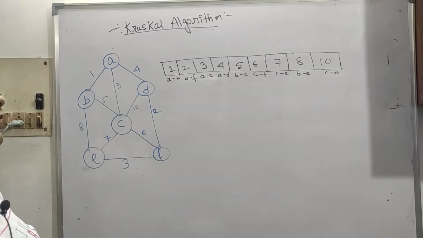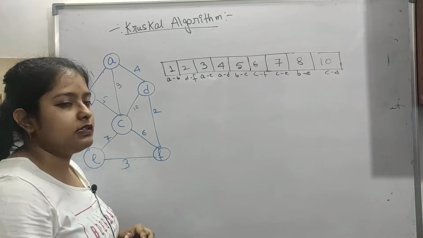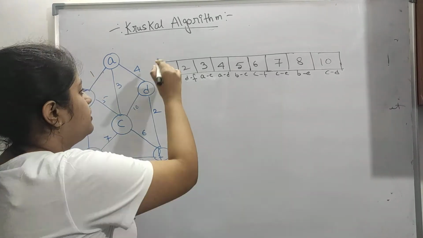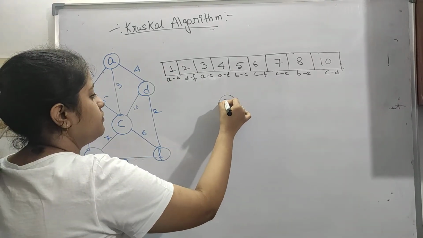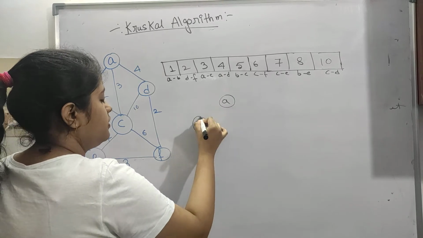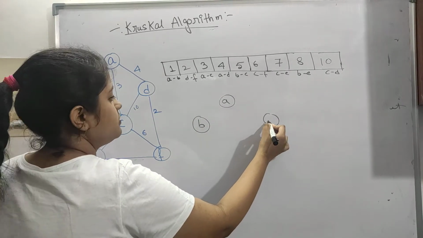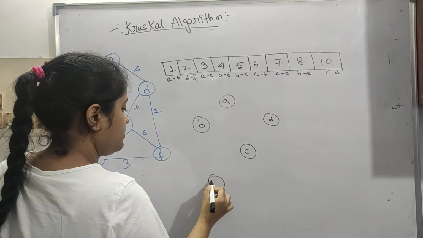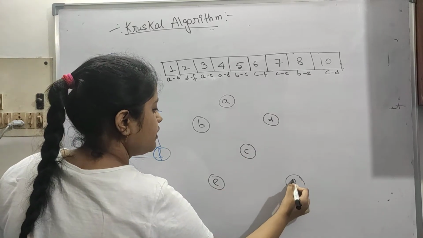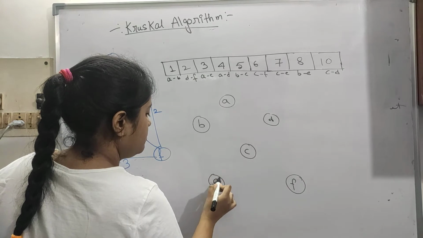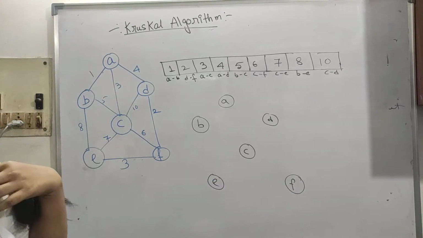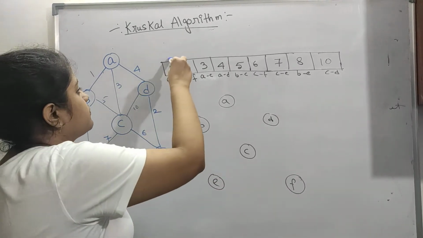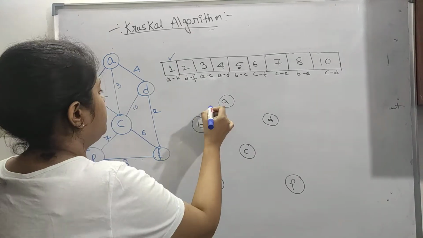Now let's do the Kruskal algorithm. This is the sorted list. Now take the vertices, let's say A, B, C. No, this is D actually. This is C, this is E, and this is F. So now let's take the first one. The first one is 1, so 1 will be taken, A, B.